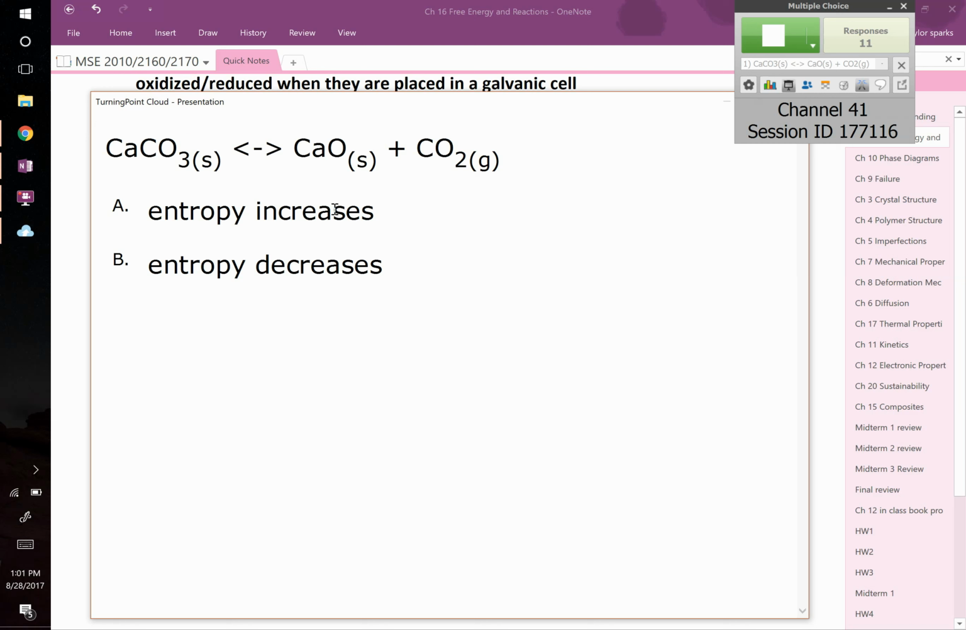So today, the question is, if you have calcium carbonate, and this little S indicates that that's a solid, that's limestone, right? Calcium carbonate. That converts into CaO, lime, right? That's a solid as well, plus CO2 gas. Does the entropy increase or decrease in this system? So get your answers in.